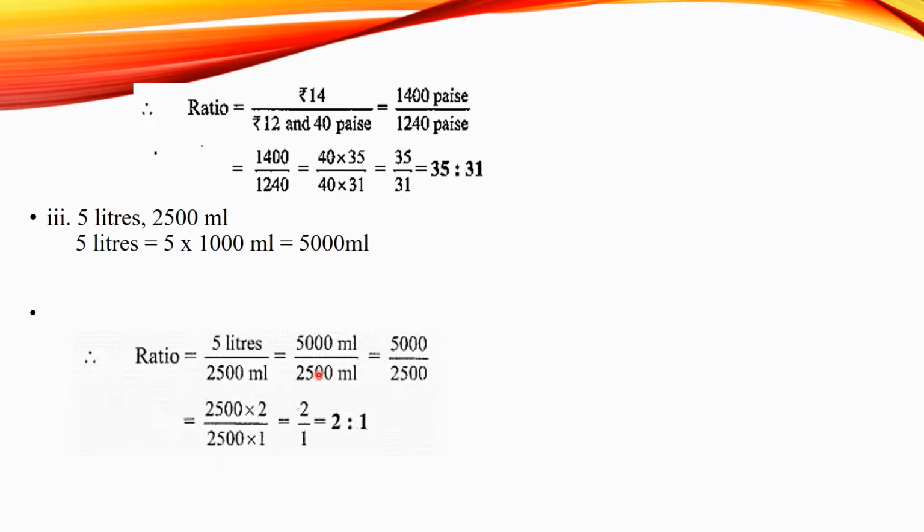Now cancelling two zeros, we get 50 upon 25. Again it can be cancelled by 25. So we get 2 upon 1. The ratio will be 2:1.